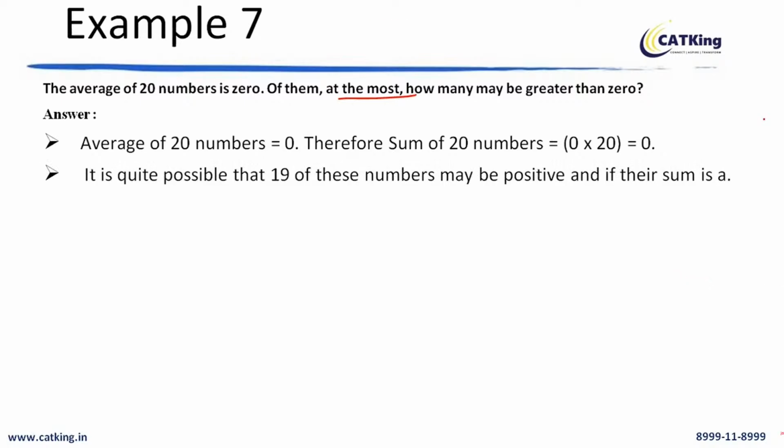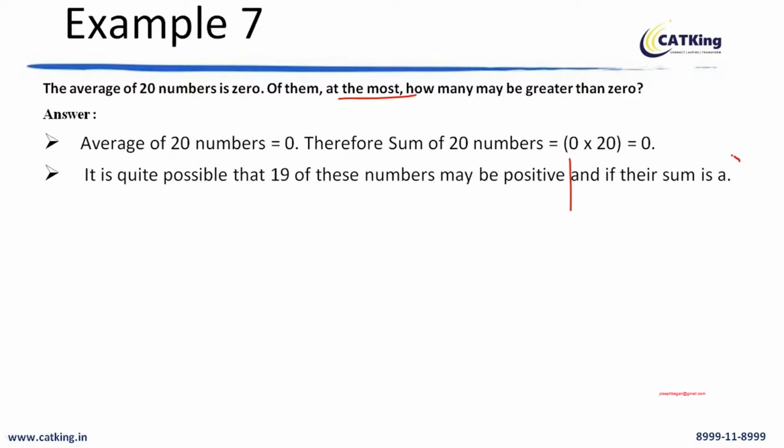It is quite possible that 19 of the numbers may be 0. एट मोस्ट 19 नंबर पॉजिटिव हो सकते हैं 20 में से. सिंपल कॉन्सेप्ट. वो 20 में से 19 नंबर पॉजिटिव हो सकते हैं and I prove it to you how. Okay. From here, at most 19 of these numbers may be positive.